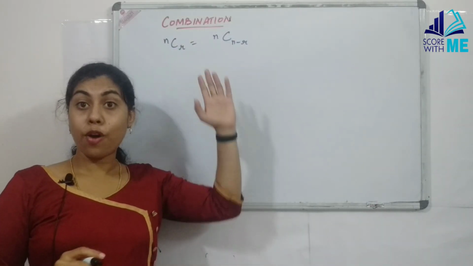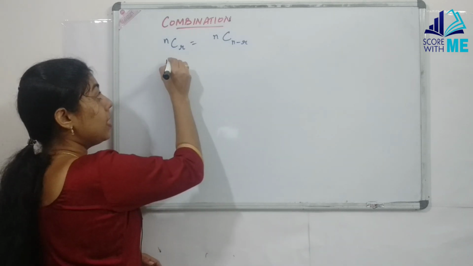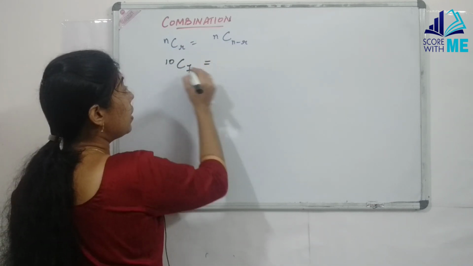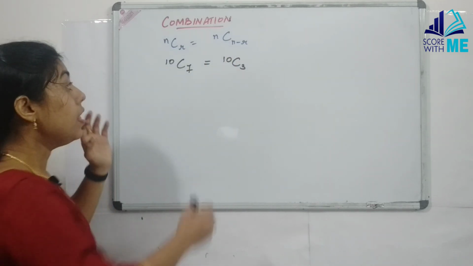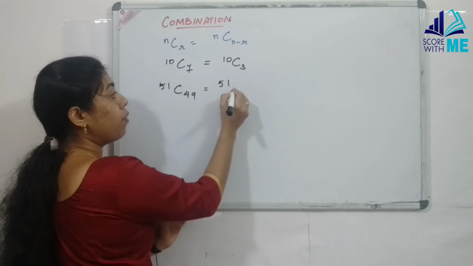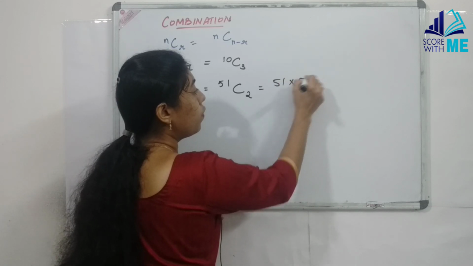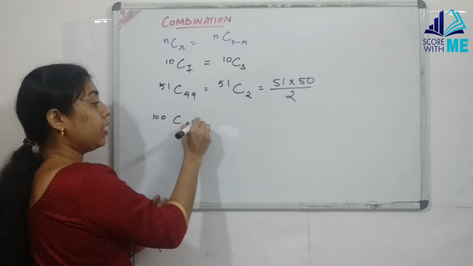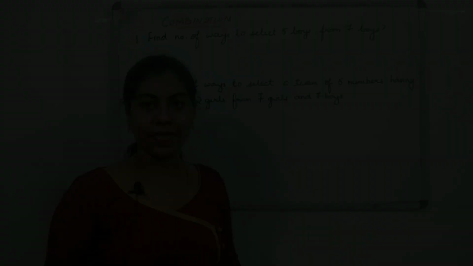We need to know, in combination, a formula that nCr is equal to nC(n minus r). How are we going to relate this? 10C7. See the n and the r, they are too long. That is why 10C7 can also be written as 10C3, n minus r, 10 minus 7. Same thing is applicable in questions like 51C49, which is equal to 51C(51 minus 49), that is 2. This can be done as 51 into 50 by 2 factorial, isn't it? So easy. Again, see 100C97, that is the same as 100C3, 100 minus 97.